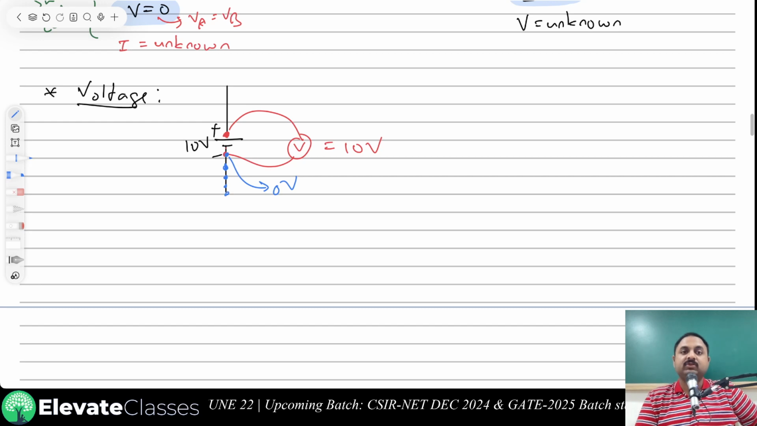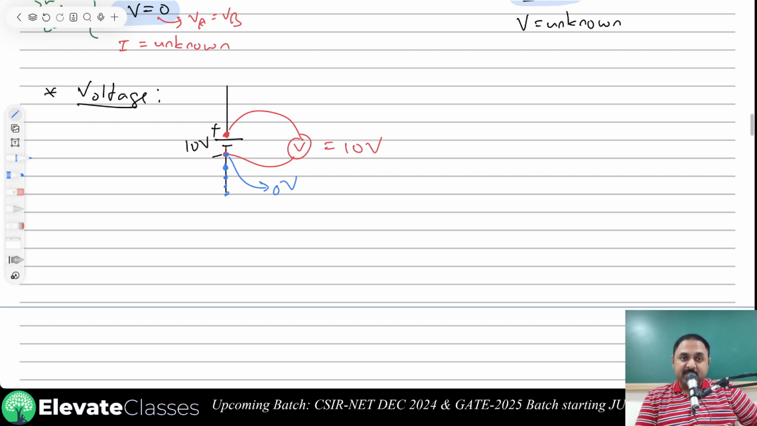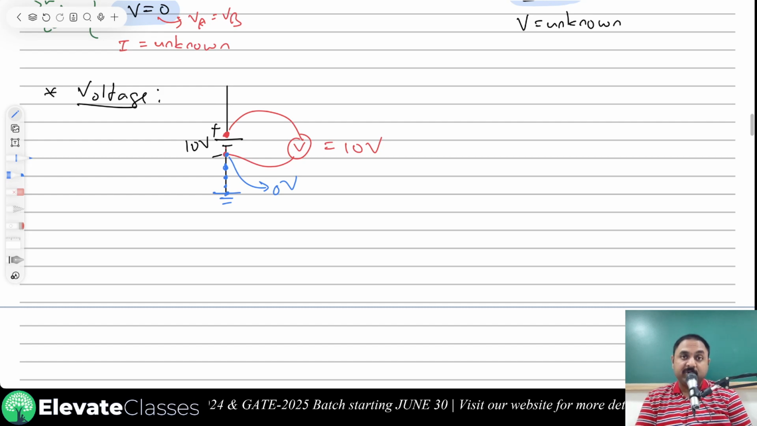This is also at 0. That means when you see a symbol like this, a voltage source with 10 volts, this voltage is always measured with respect to ground. So this plate will be grounded even if they don't show you this grounded symbol.